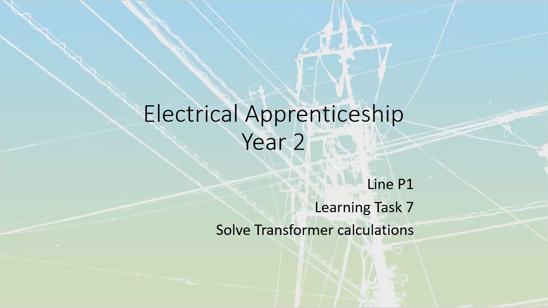We're in learning task 7, which is going to be solving transformer calculations. We're actually going to break this one apart into two separate sections. We're going to have 7a, which is going to cover the first little bit, where we're going to talk about testing our transformers, percent impedances, and things like that. And then after that, we're going to go into doing a bunch of transformer calculations, banks, and things like that.